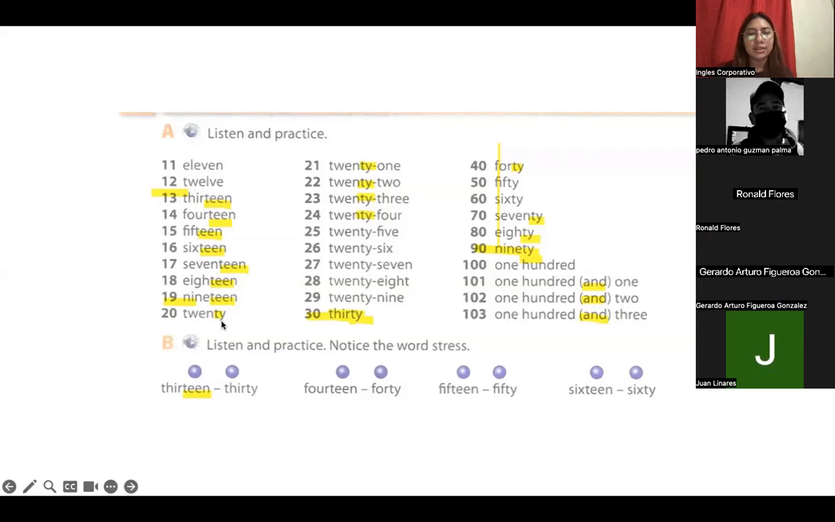Tenemos 20 o 20. Si decimos 20, ahí pueden escuchar mejor la fuerza de voz que va para T. 20. Tenemos 21, 22, 23, como usted prefiera, 24 o 24, 25, 26.